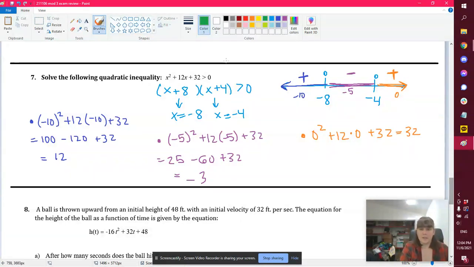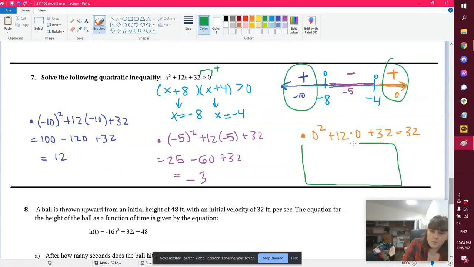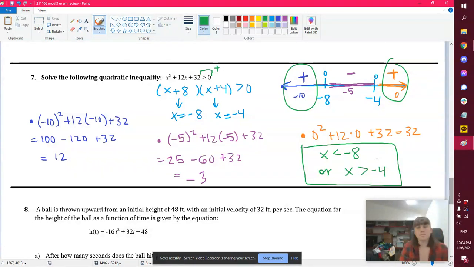My final answer then is all the stuff that's positive, because my question was asking for things that were bigger than 0. So my final answer is everything below -8, as well as everything above -4.